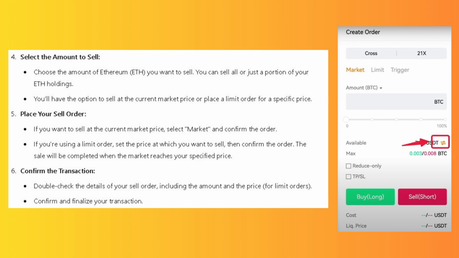If you want to sell at the current market price, select market and confirm the order. If you want to use a limit order, set the price at which you want to sell, then confirm the order. The sale will complete when the market reaches your specific price.